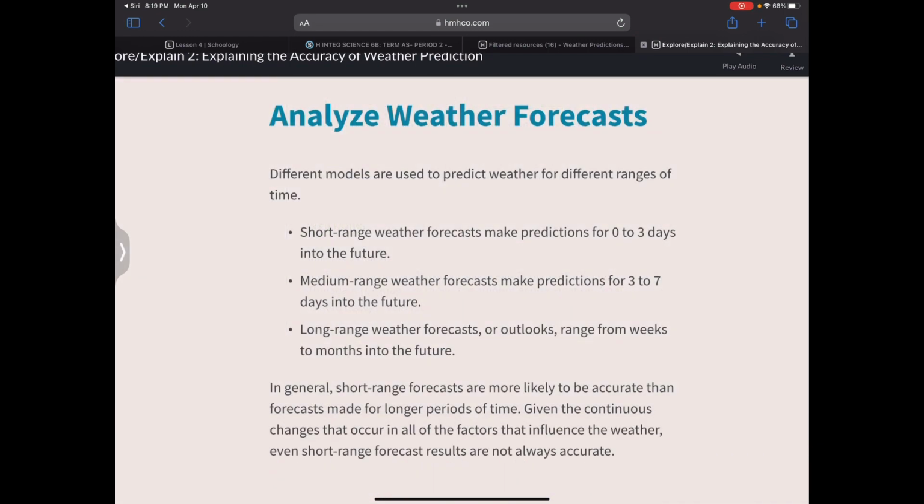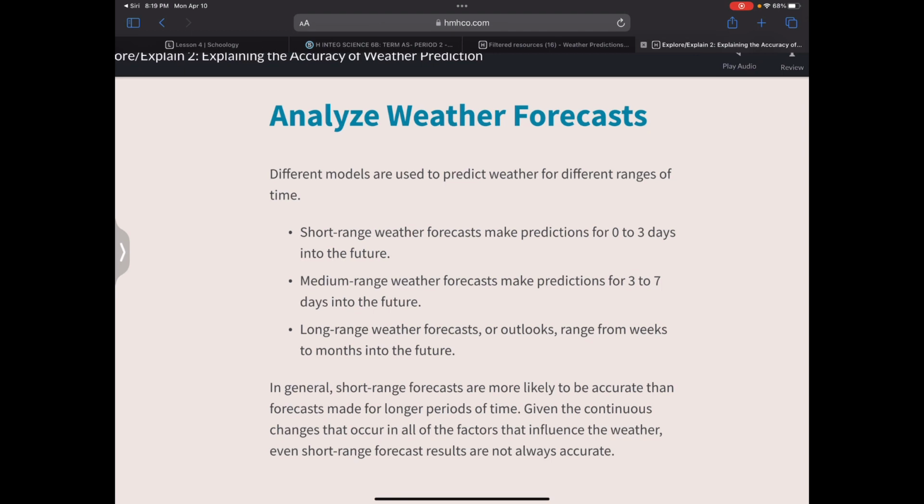Next, we're going to analyze weather forecasts. Different models are used to predict weather for different ranges of time. Short-range weather forecasts make predictions for 0 to 3 days into the future. Medium-range weather forecasts make predictions for 3 to 7 days into the future. Long-range weather forecasts, or outlooks, range from weeks to months into the future.